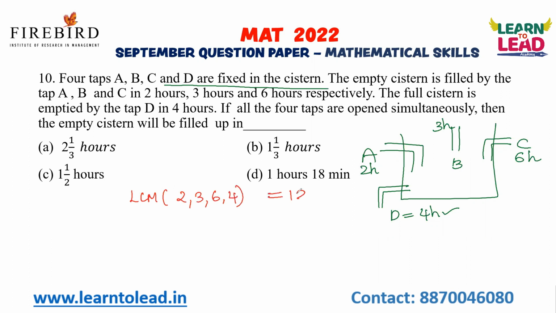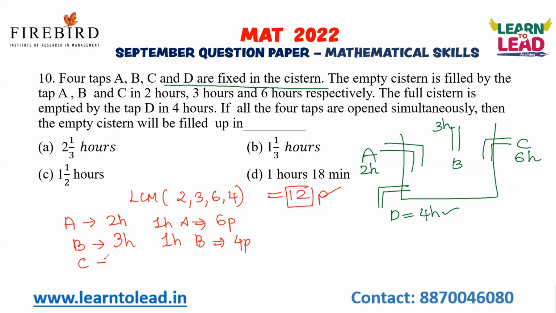The LCM of 2, 3, 6, and 4 is 12. If I take the A tap, we will consider the total parts of the tank as 12. The 12 parts of the tank will be filled by A in 2 hours. In 1 hour, A can fill 6 parts of the tank. And 12 parts of the tank can be filled by B in 3 hours. In 1 hour, B can fill 4 parts. And C can fill 12 parts of the tank in 6 hours. In 1 hour, C can fill 12 by 6, 2 parts.